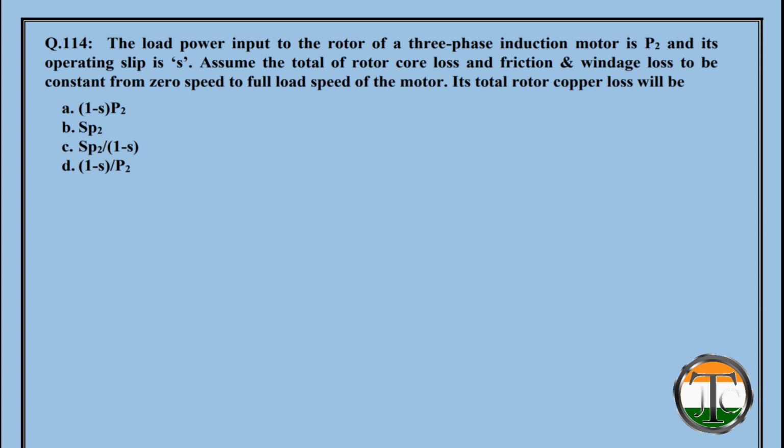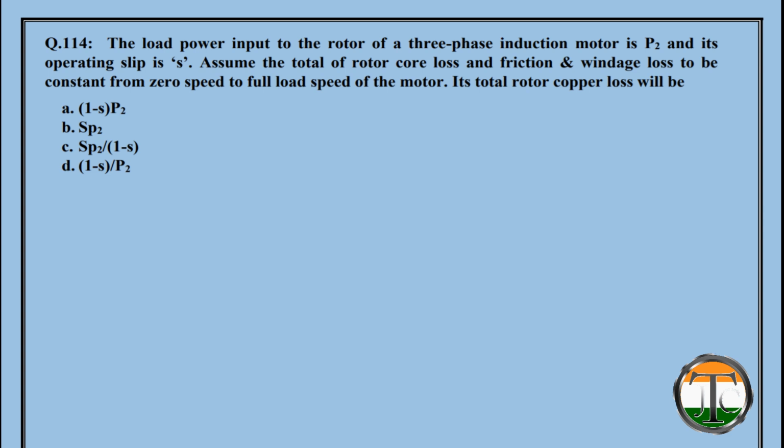So in this question, it is asking to find the rotor copper loss. Here a 3-phase induction motor is there and the input power to the rotor is P2, and another thing is given, that rotor core loss, friction and winding loss will be 0. So this is a directly formula-based question. Your answer will be rotor copper loss is S into P2. So option B is the right answer, that is S into P2, the rotor copper loss.